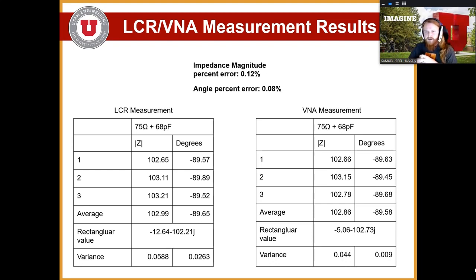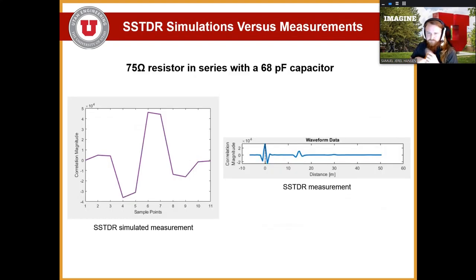Unfortunately, for the SSTDR measurements, we are currently working on the code to extract the load impedance from the SSTDR, but we are not finished yet. But we did do MATLAB simulations of what the SSTDR reflected signal would look like, because the SSTDR currently only shows the reflected signal. We can see from these for the 75 ohm, 68 picofarad capacitor that the little waveform between 10 to 20 meters, which is where the load was, very closely matches. So we're hopeful that the load impedance, once we finish this program, will closely match what the VNA and LCR meter also measured.